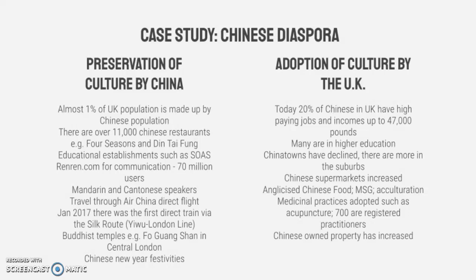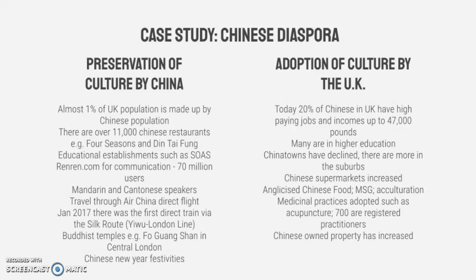Educational establishments such as SOAS have been established, and many other educational establishments offer Chinese language courses and specific Chinese cultural studies and East Asian studies. And then there's been the establishment of a website, renren.com, for communication, which is famous amongst the Chinese diaspora and has led to over 70 million users.